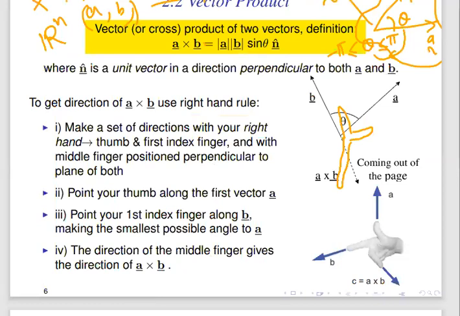Later, you can use the right hand screw rule. That is much easier. All you need to do is find the direction of A cross B.